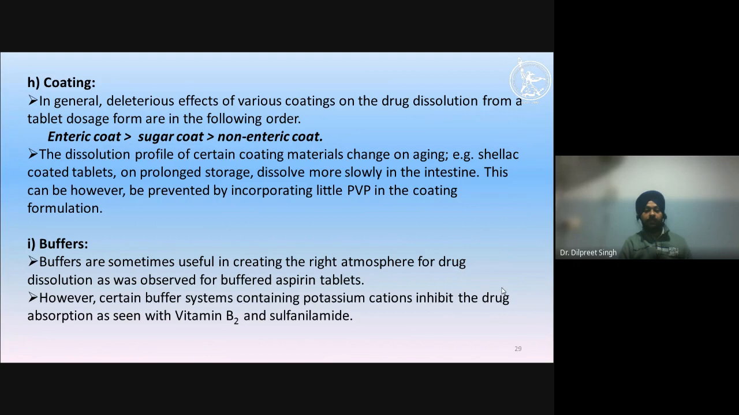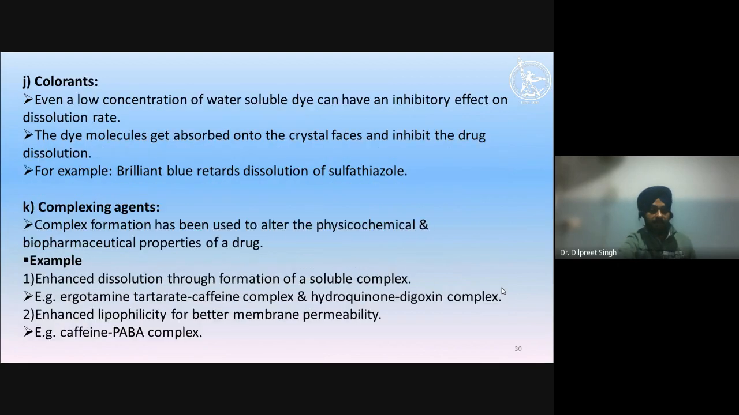coating. Buffers are sometimes used in creating the right atmosphere for drug distribution, as observed for the buffered aspirin tablets. However, certain buffer systems containing the potassium cation inhibit drug absorption, as seen in vitamin B2 and the sulfonamide.